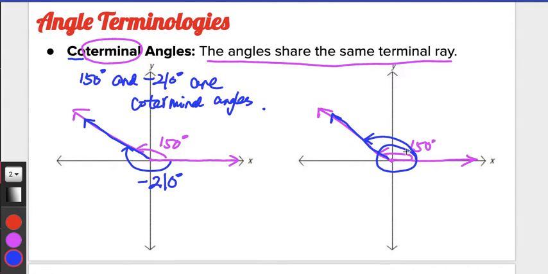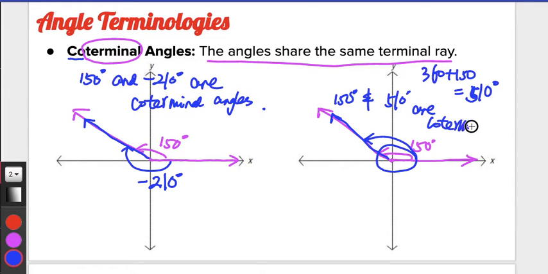Now let's figure out what this coterminal angle is in terms of 150. I rotate a whole circle and then I draw another part of 150. So this is going to be 510 degrees. So that means 150 degrees and 510 degrees are also coterminal angles. Make sense now? This is exactly how we look at the angles here.